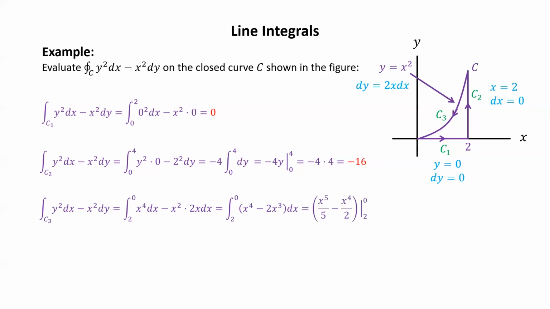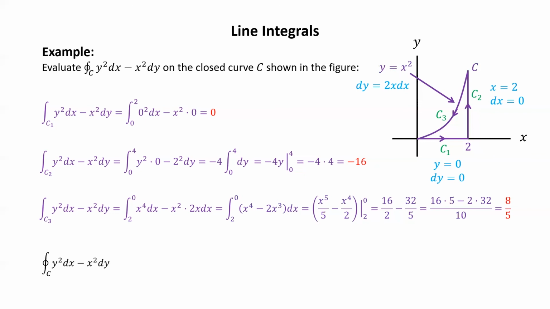Using some power rules, we get x to the 5th over 5 minus 2x to the 4th over 4, or x to the 4th over 2, from 2 to 0. When we plug in the 0, we just get 0. When we plug in the 2, we get 32 fifths minus 16 over 2, but we're subtracting that. So I flipped it around and wrote it as 16 over 2 minus 32 over 5. So that's 16 times 5 minus 2 times 32 over 10, which can be reduced to 8 over 5.